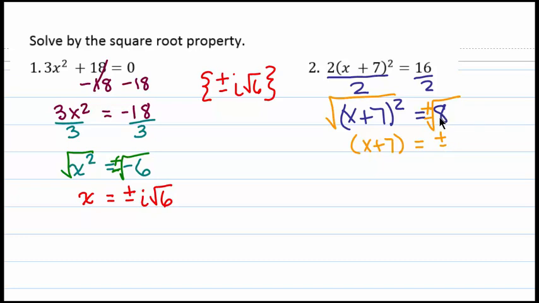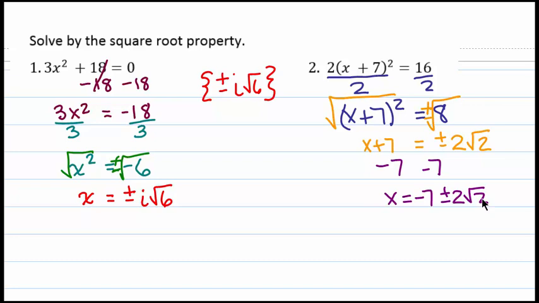When I have the square root of 8, I know my perfect square that's in there is 4, so I'm going to go ahead and say 2 square root of 2. So I went ahead and reduced my radical also. Now, I still haven't isolated my x yet. I still have to get my x by itself. So therefore, I'm going to subtract 7 from both sides. So I get x is equal to negative 7 plus minus 2 square root of 2.